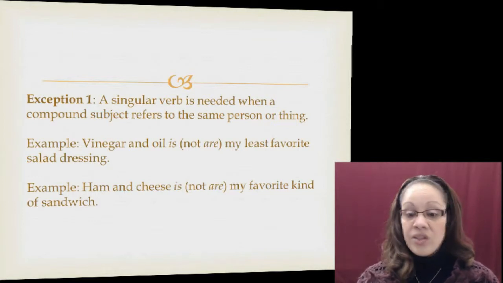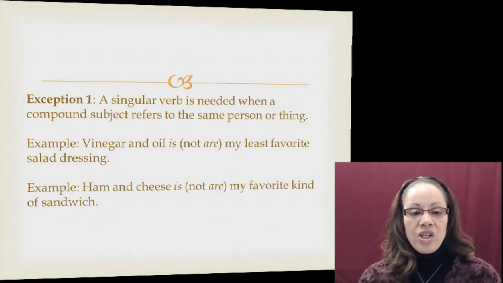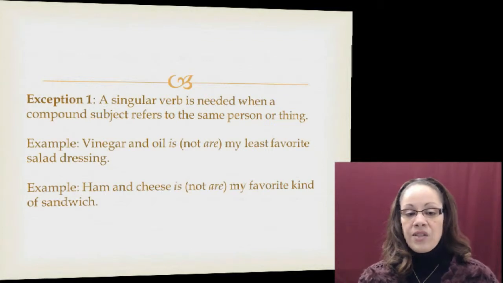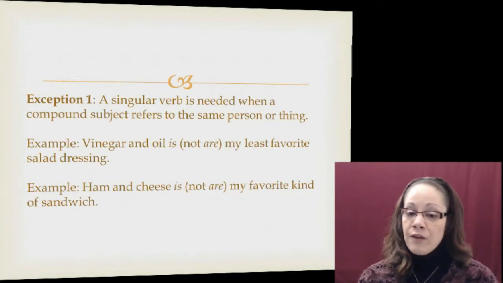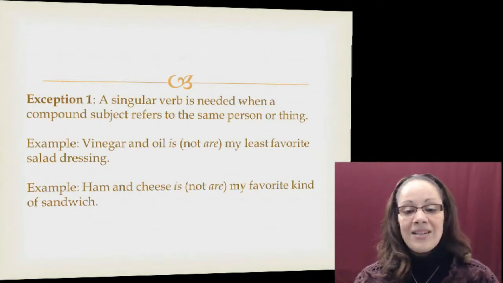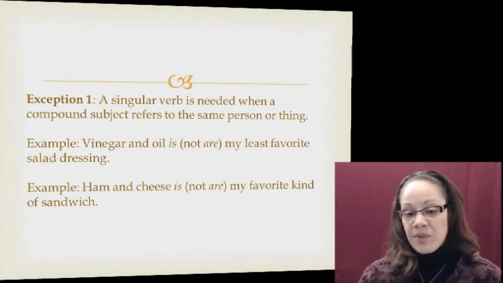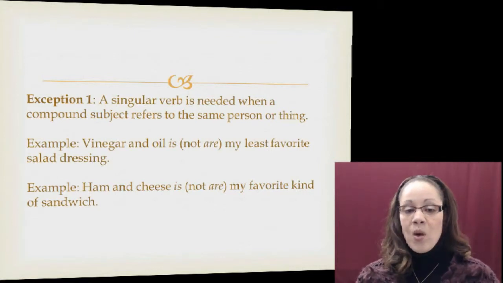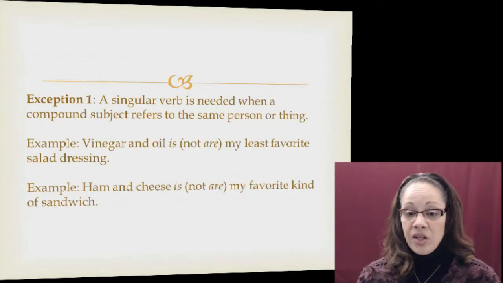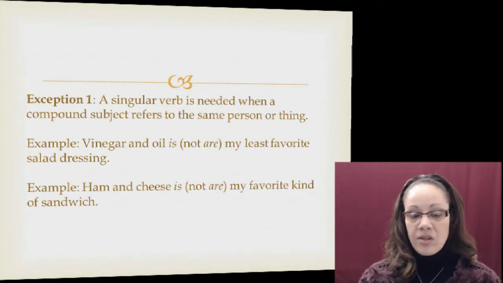So we know that we should have a singular verb there. "Ham and cheese is my favorite kind of sandwich." We're making reference to the favorite kind of sandwich it is. It's not 2 or 3 different types of sandwiches. No, it's just one kind of sandwich. So we need our singular verb, "is."